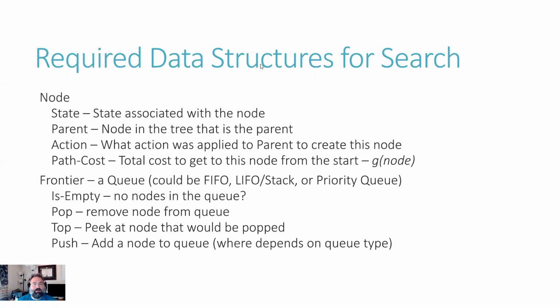Whenever you're talking about the data structures that are required for search, you have this concept of a node. It has state associated with that node. There's a parent, there's actions that got you to that node, or potentially actions that are coming from that node. And then to take those actions, there's this past cost.